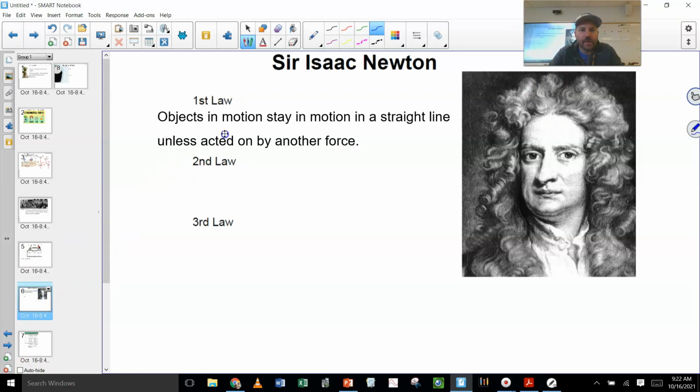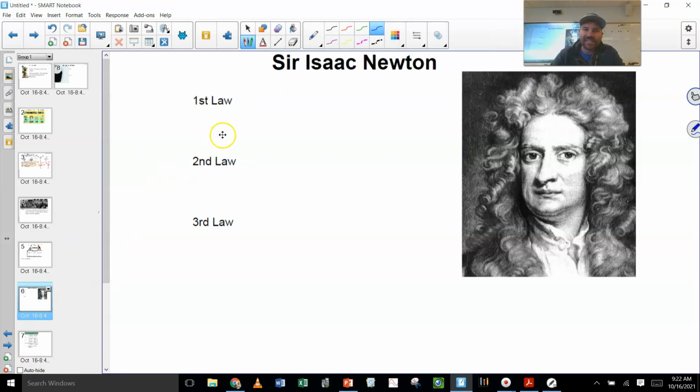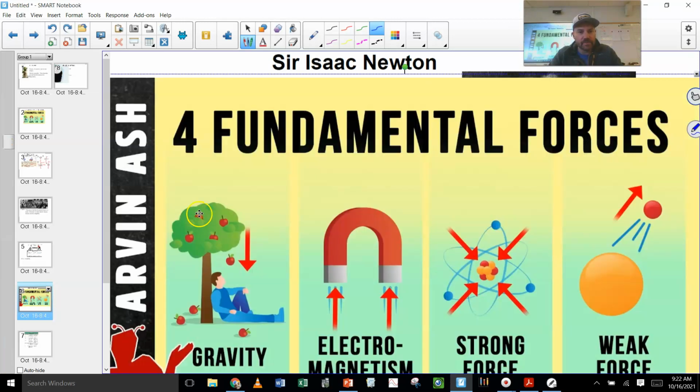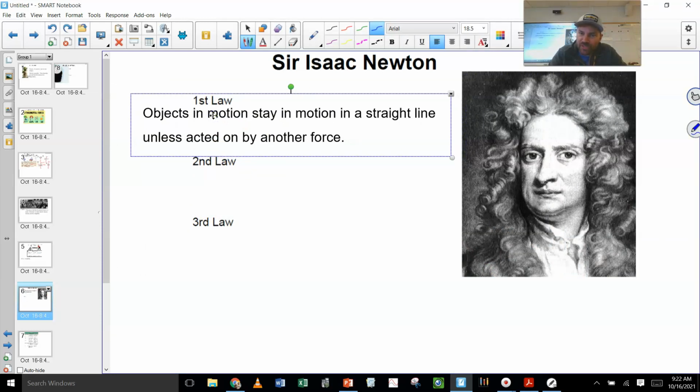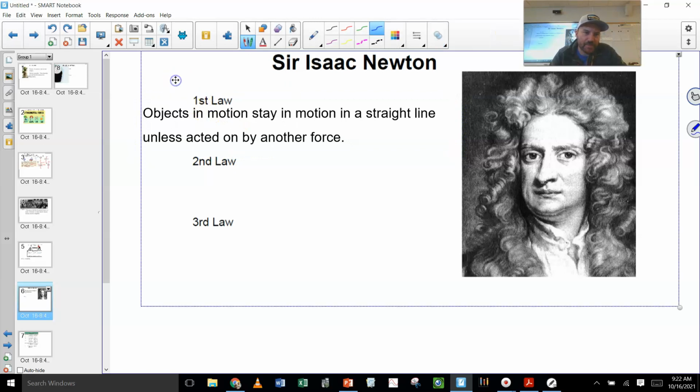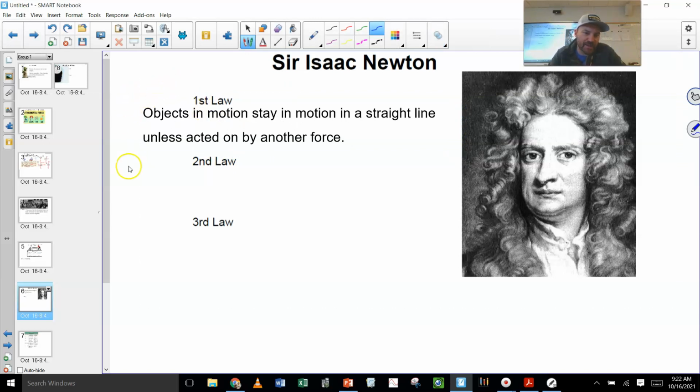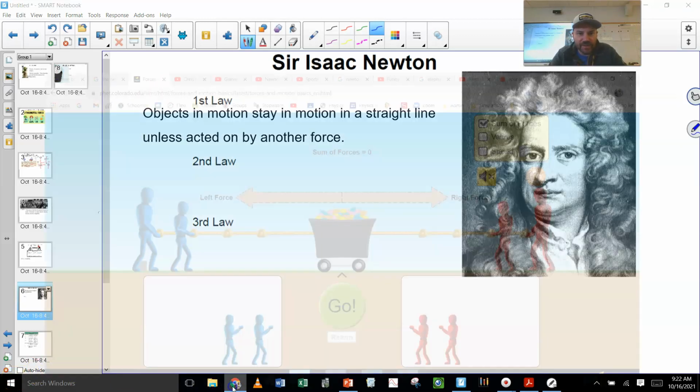We're going to talk now about Isaac Newton, and he came up with laws that relate to forces. And you just saw the first one. Newton has 3 laws: first law, second law, third law. His first law is objects in motion stay in motion in a straight line unless acted upon by another force.